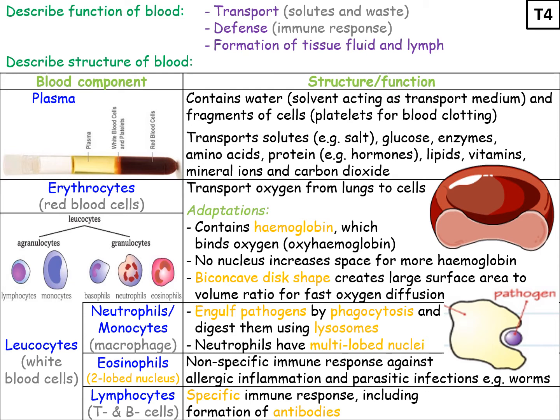Eosinophils are leukocytes or white blood cells that give a non-specific immune response against allergic inflammation and parasitic infections such as worms. They have a 2-lobe nucleus, and that's how you would recognize them if you were to see a picture.